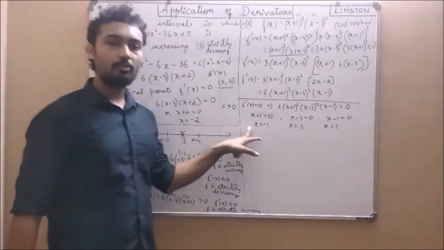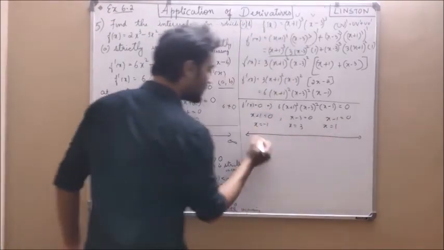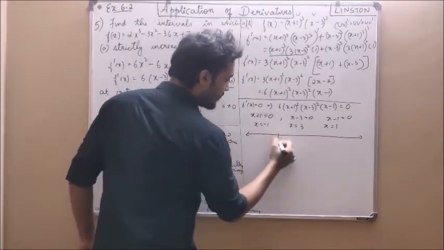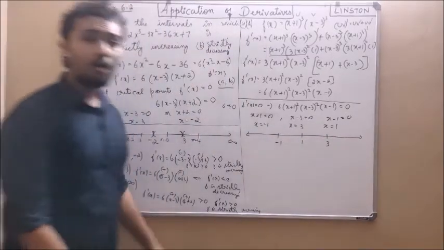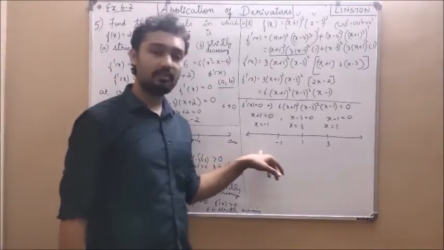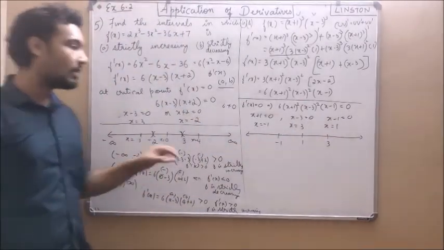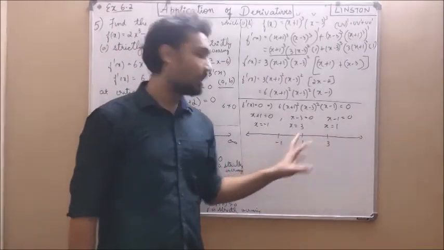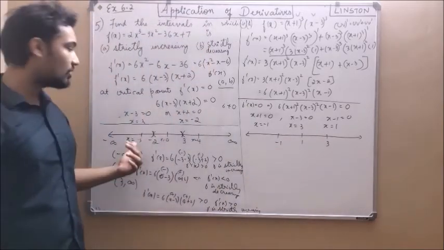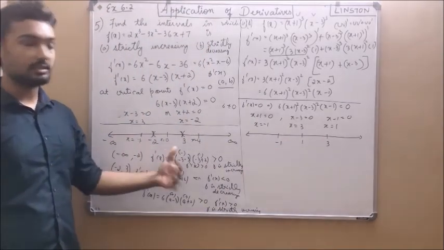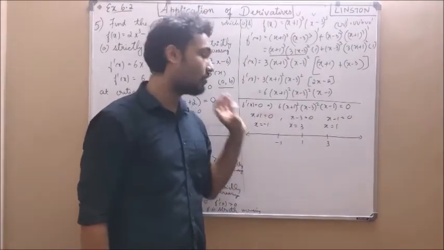These three critical points divide the real line R into how many intervals? The critical points are minus 1, 1 and 3. So how many intervals are formed? Three critical points, just like the previous question. Two critical points give three intervals; here there are four critical points, so we have four intervals.